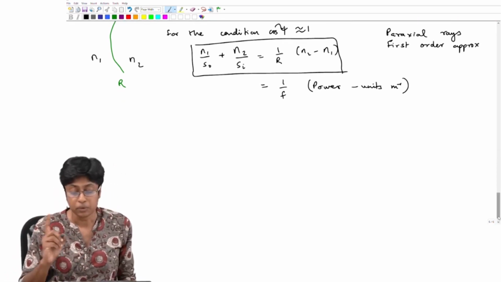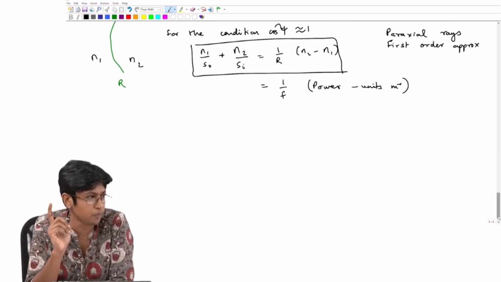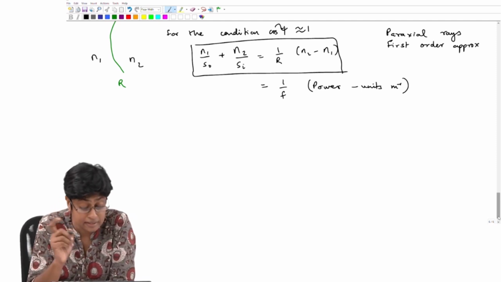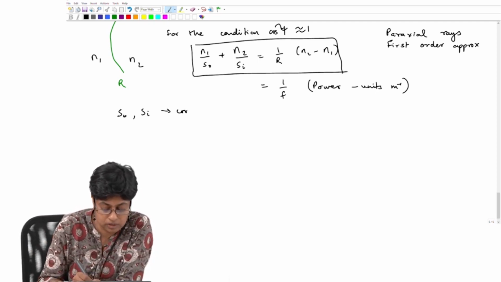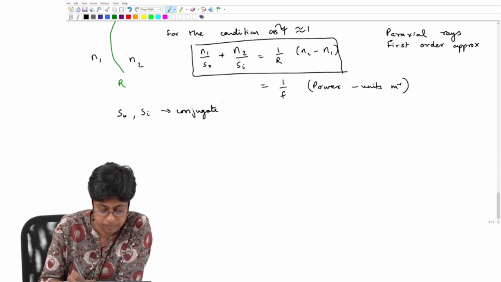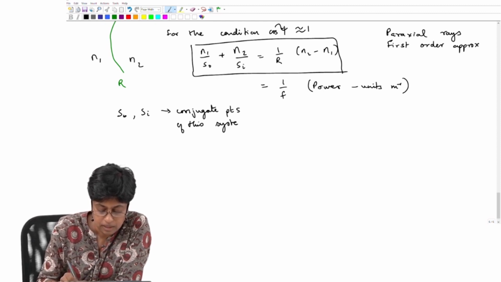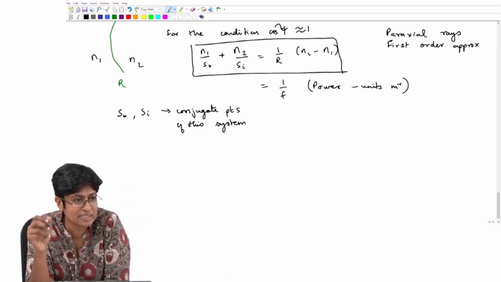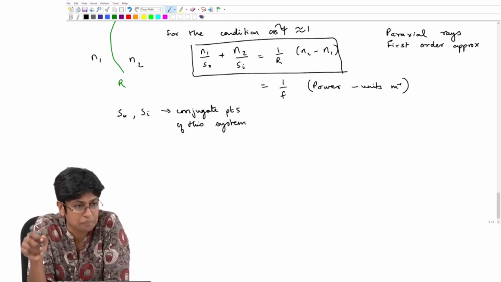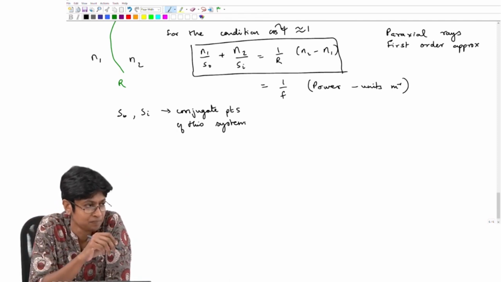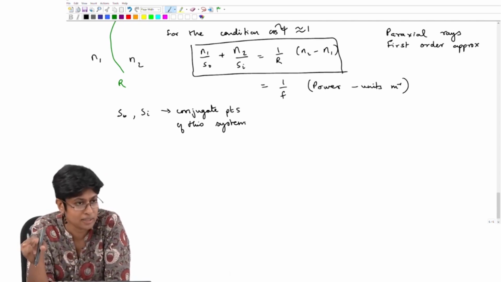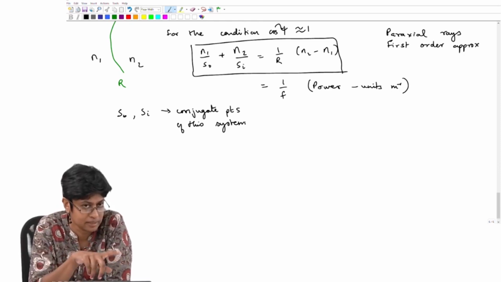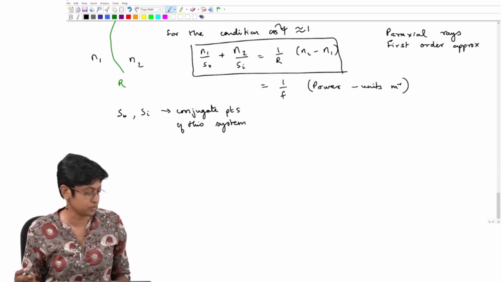One more point: we talked about conjugate points also, and here S naught and Si are the conjugate points of this system. That means, in this example, let us assume we want an image of the source at S, and we arrive at the image at P. I could interchange them: I could put the source at P and I will get the image at S. So, these are the conjugate points of this system.